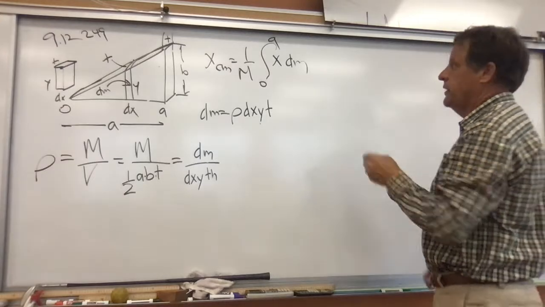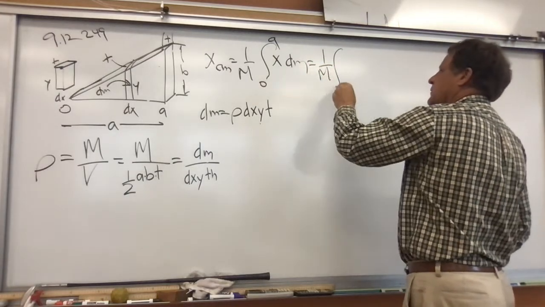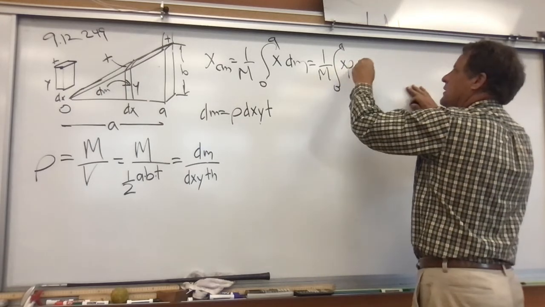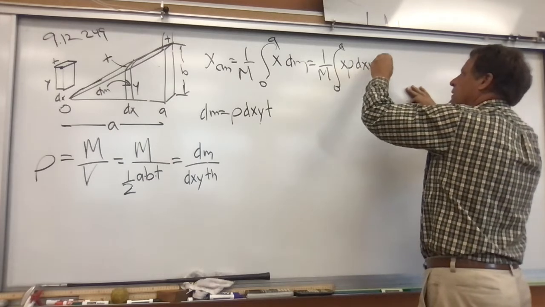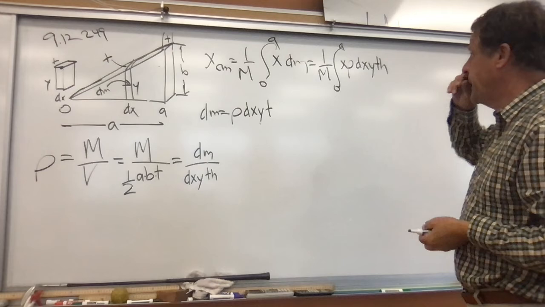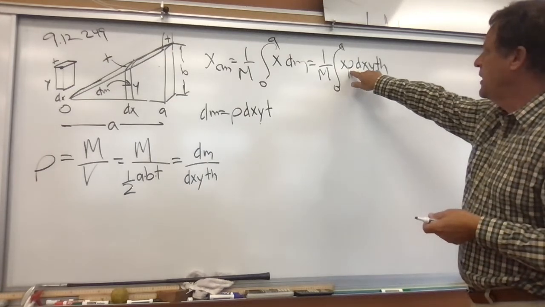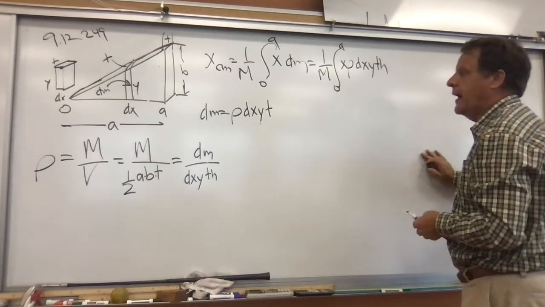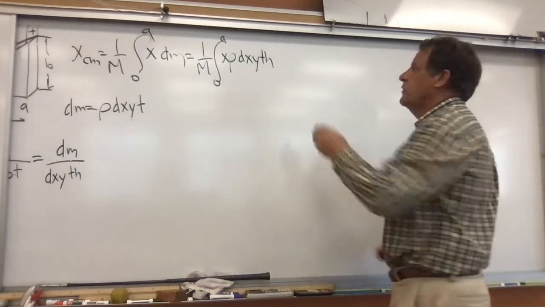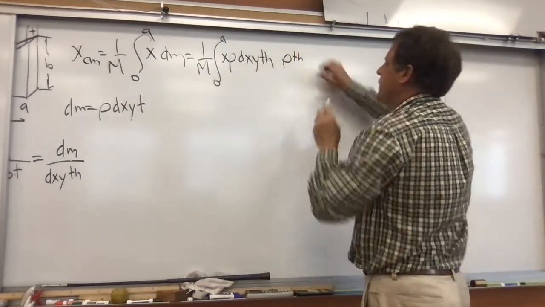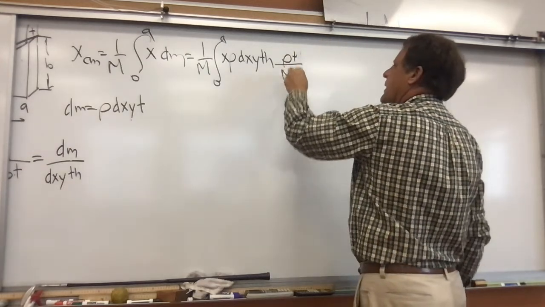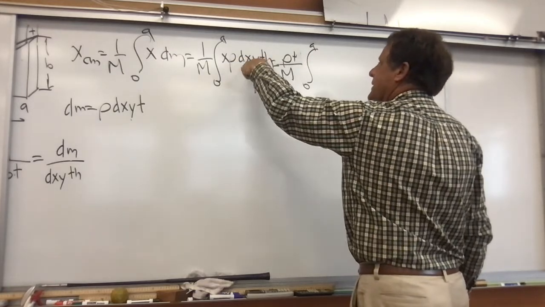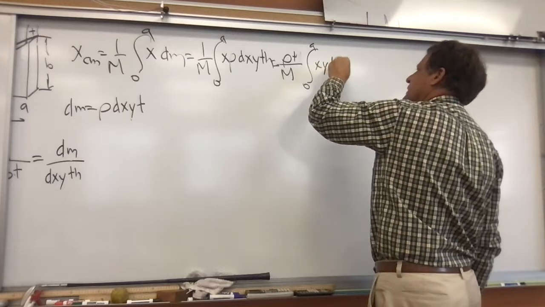So that is our dm. So we're going to have x rho dx y times thickness, from 0 to a. Now, our density is a constant and our thickness is a constant. So we can pull those out, and we can say density times thickness, actually we're just calling it T for thickness, divided by M times the integral from 0 to a of x y dx.